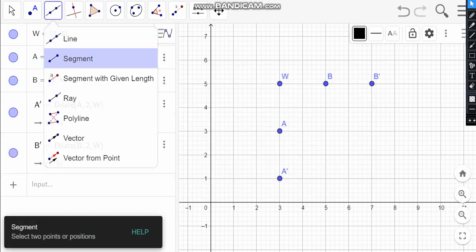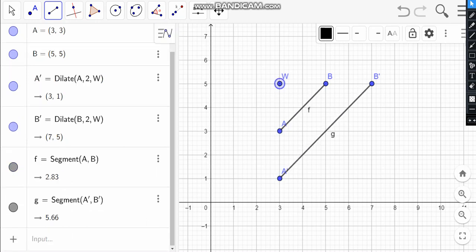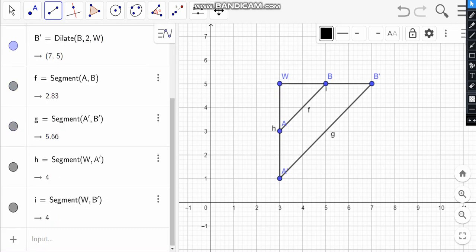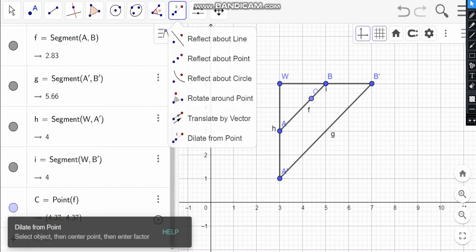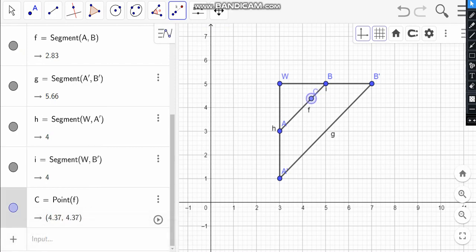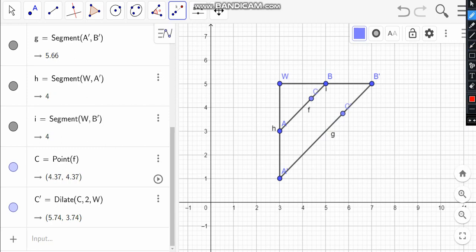So if you join these two segments, as we said, A prime B prime will be equal to 2 AB. If you pick any point C on AB and do the same dilation of point C with omega and factor 2, you can see that C prime is on A prime B prime. If you move C on this line, C prime will move on line A prime B prime. So we say that homothecy preserves collinearity of points.